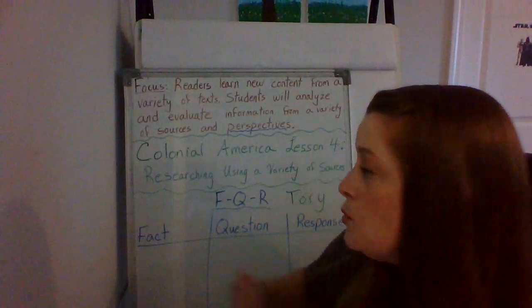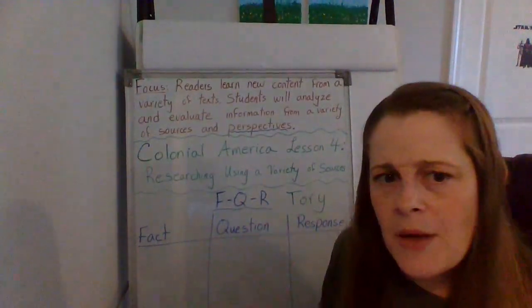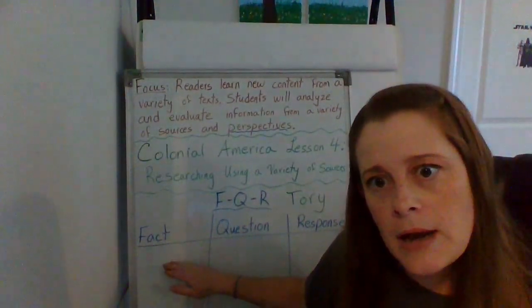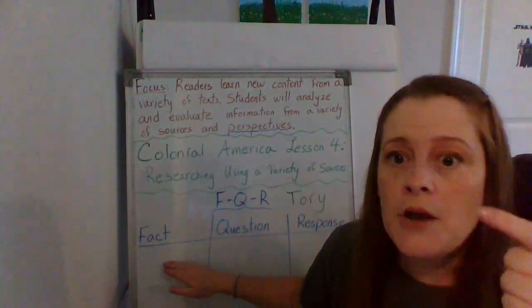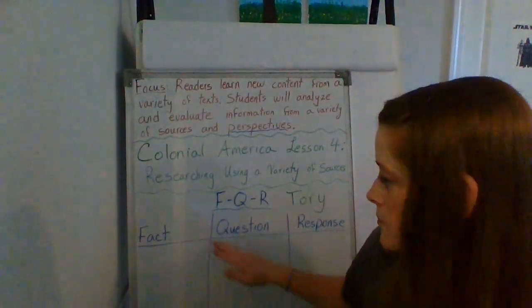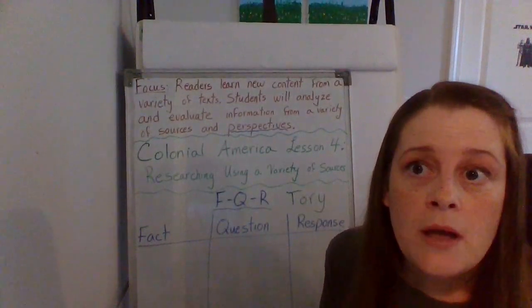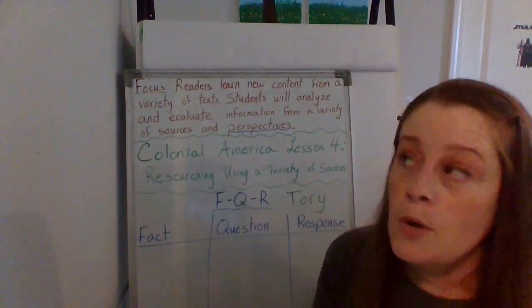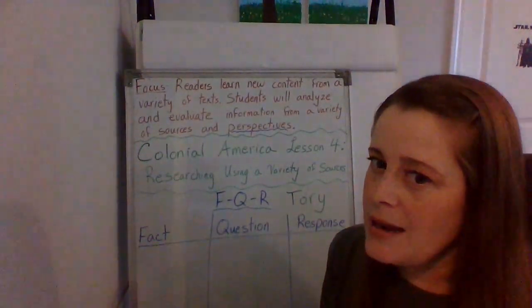So in lesson 2, you guys looked at a fact, question, response chart. Be thinking about things like that. What are the facts that you know? Okay, I know that they were Tories. They're loyal to the king. I know that their neighbors turned against them. What questions do you have? What would I do if someone turned against me? What would I do if I were in the trunk? What would I do if people were coming to my house to take my things? Would I be brave like Katie?